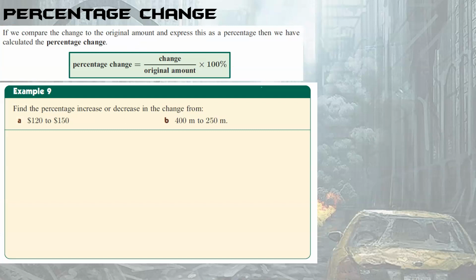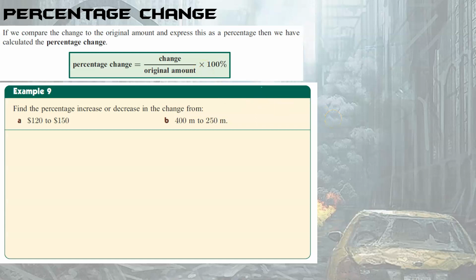The next thing we're looking at is percentage change. So this is where we're comparing how much we had to how much we finished with, and we're looking at what percentage the change is. So the opposite of what we've just done. The formula for this is that the percentage change is equal to the change divided by the original amount times by 100%. And we'll look at an example now.